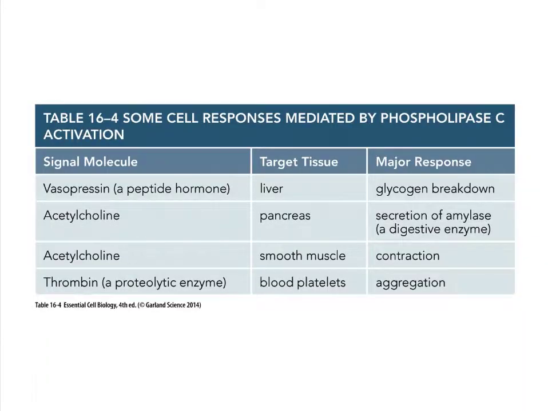In the example that we just looked at, the activation of phospholipase C by the G protein resulted in something. Well, it depends. In a liver cell, the primary messenger is a hormone called vasopressin. When it binds to its G protein receptor, GPCR, it results in the activation of phospholipase C that produces an end result of glycogen breakdown. In the pancreas, you get the release of a digestive enzyme. In smooth muscle, you get contraction. And in blood platelets, you get aggregation. So different effects in different tissues.